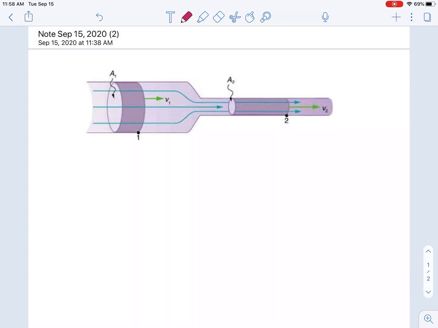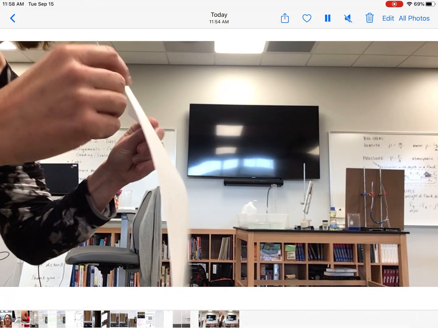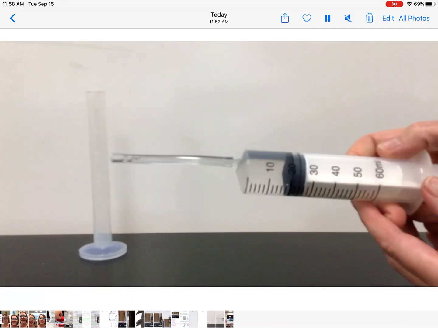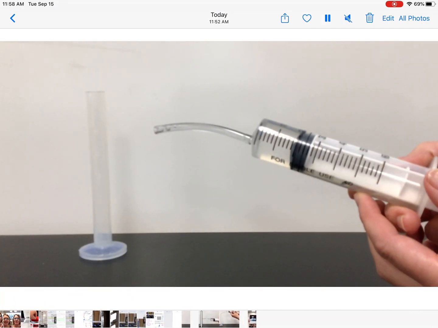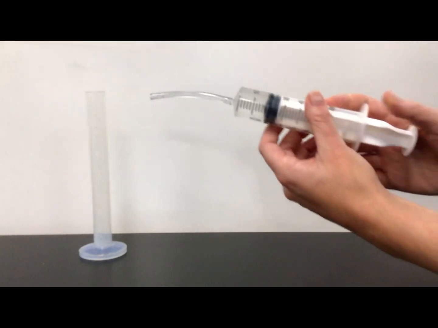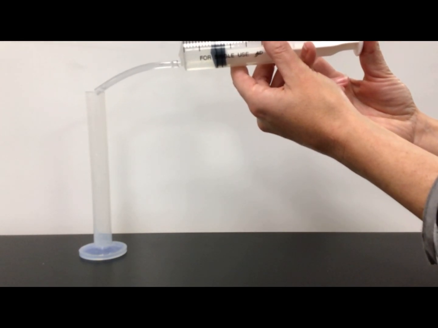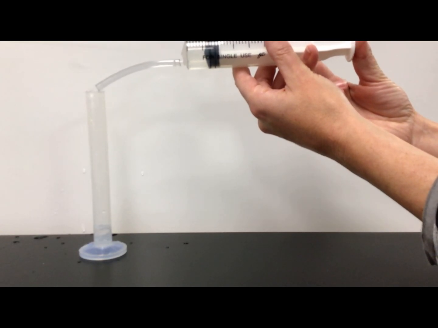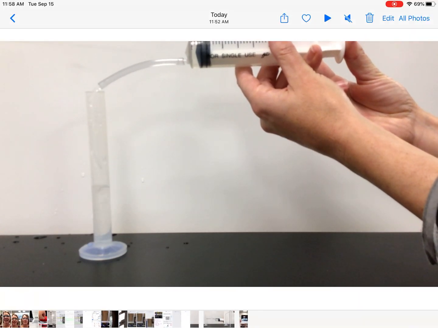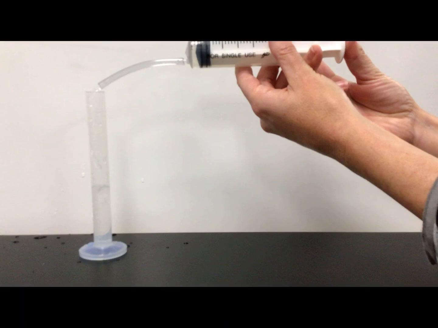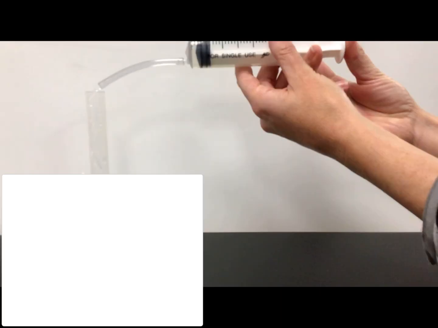In this video, we're going to talk about Bernoulli's principle, and we're going to start out by looking at a pretty simple situation where we've got a syringe, and I'm going to push on the plunger of the syringe. Oh, well, I made a little mess there.